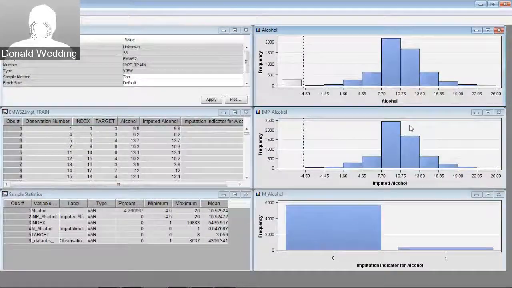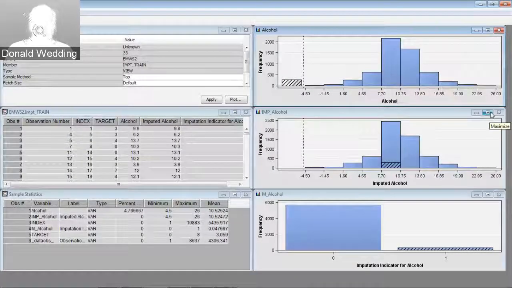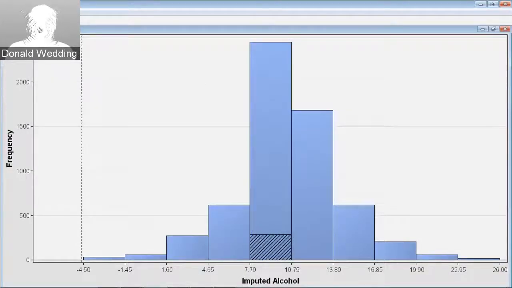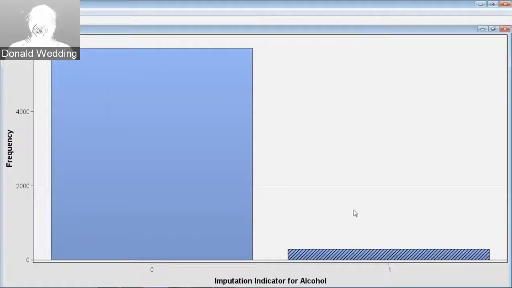Before we do that, I've got this variable right here, and you can see I had some missing values originally, okay? So what did Enterprise Miner do? Well, it created a new variable called the imputed alcohol. What it did was, if it's missing, it fills it in with an average value. So these all got put over here in the average. However, it also created a flag variable. If it fixed it, it's set to 1. Otherwise, it was set to 0.